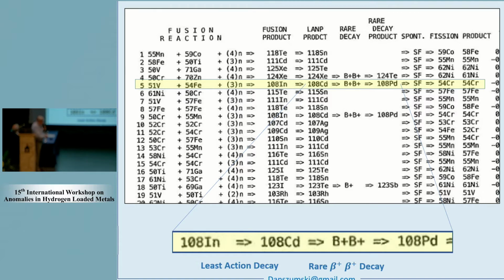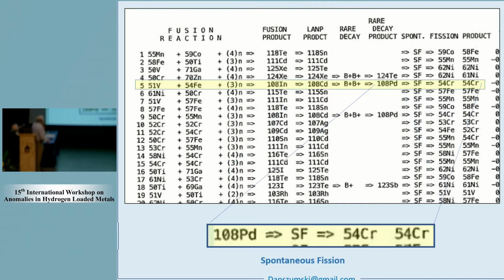At first I didn't include these, but as I started including them, I started getting much better resolution between my calculations and Miley's data. And then that's followed by palladium 108, which is theoretically capable of spontaneous fission. Again, this is out of the isotope tables. And it produces 54 chromium.